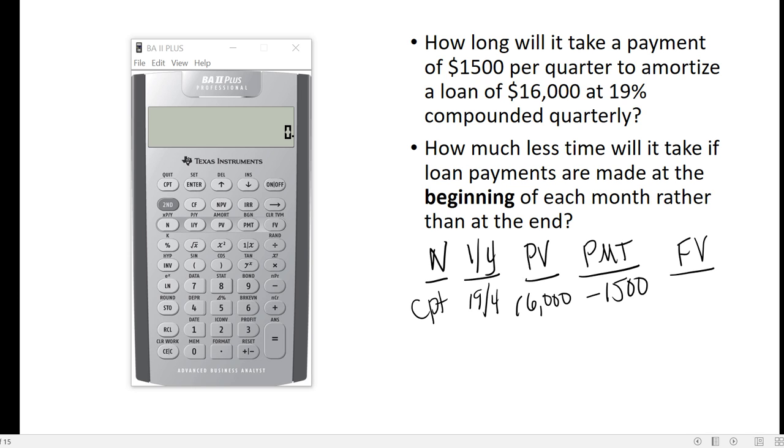Hello, this is Dr. Renee Dyer, and in this video we're going to be using the Texas Instruments BA II Plus to solve for N, or a time period, but we're looking at annuities. And an annuity is a finite series of payments, so it's payments that have an ending.